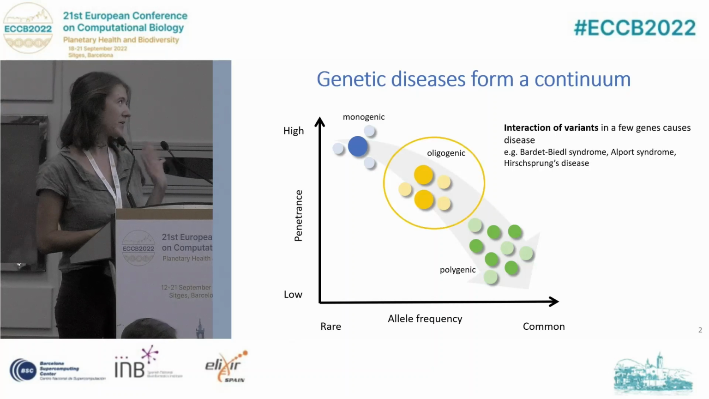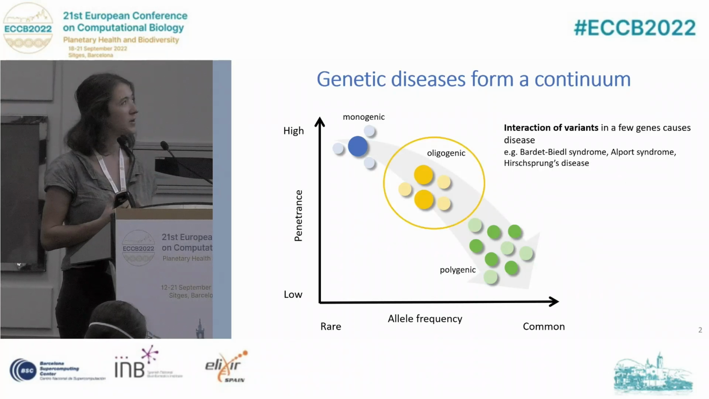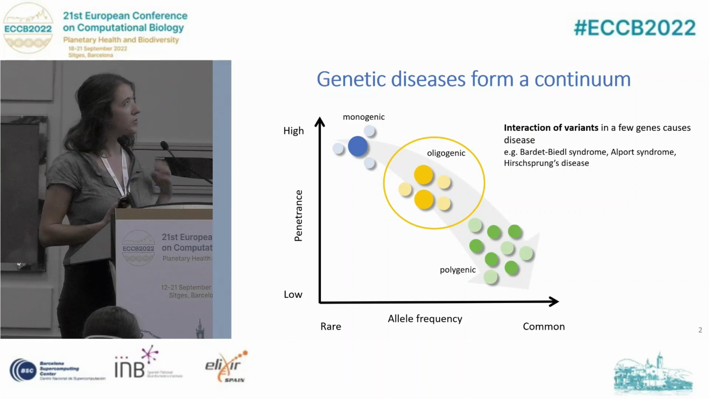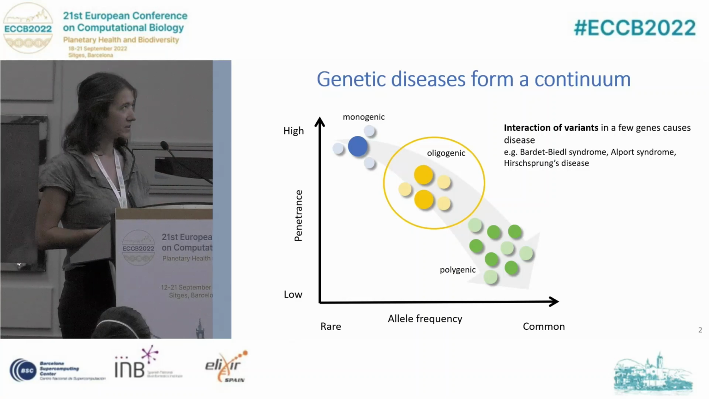But in the middle, we also have oligogenic diseases, which are genetic diseases caused by the interaction of variants in a small number of genes. This has been shown to be the case in some known diseases, such as Bardet-Biedl syndrome and Hirschsprung's disease. And one hypothesis is that the missing heritability problem can be solved by the fact that many diseases are actually caused by such oligogenic causes, but they're still hard to detect.